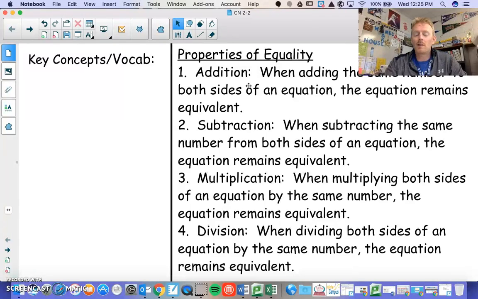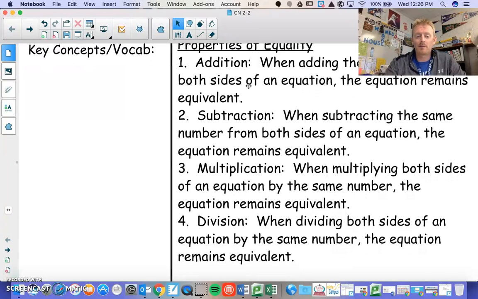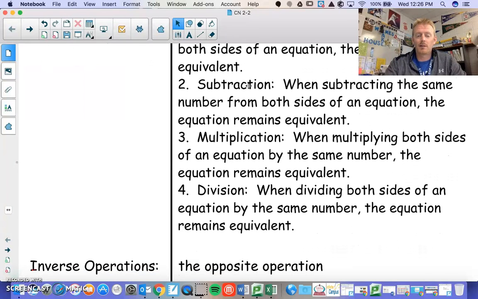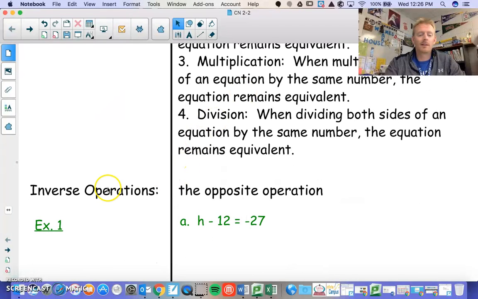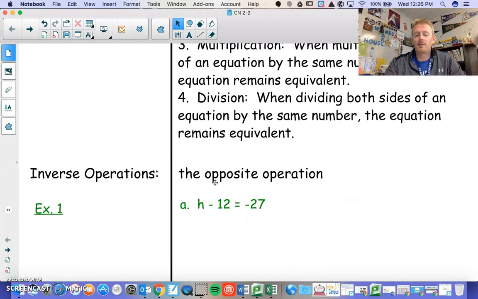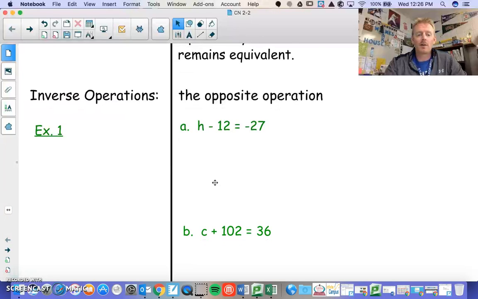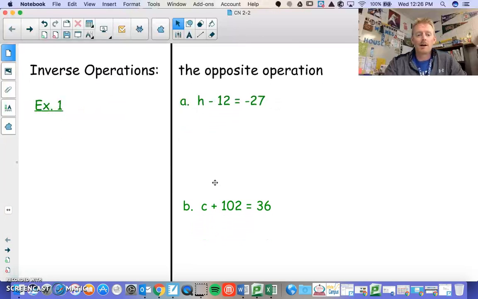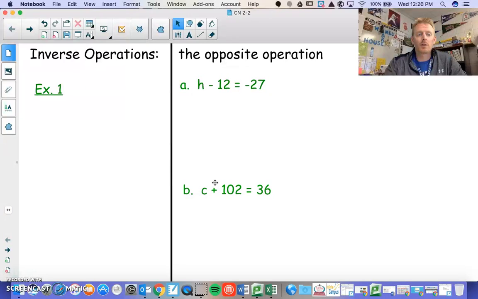Whatever you do to one side of a math problem, you have to do to the other side of the math problem. So that means whatever operation happens, you need to do the exact same thing to the other side. So you're going to use inverse operations, which is just the opposite operation. I'm going to run through a few quick examples here, and then we'll just make sure that you understand that stuff.